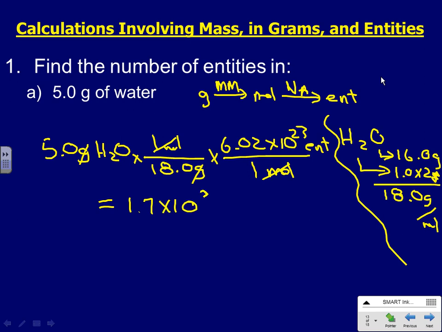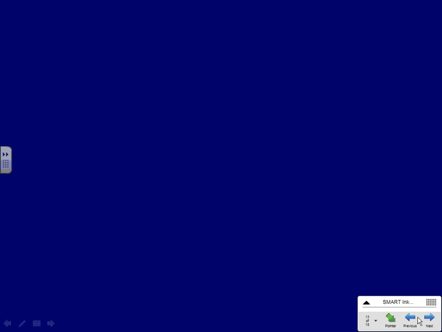1.7 times 10 to the 23, and that's entities of water. What kind of entity is really water? We haven't been doing this, but what is an entity of water called? Yeah, water molecules. That's a very powerful thing. Think about that. We can now weigh out some water on a scale, and we can figure out how many molecules are in that water. That's quite amazing. That gives us the ability to literally count out those little tiny things, not directly, but through the mole. Question?